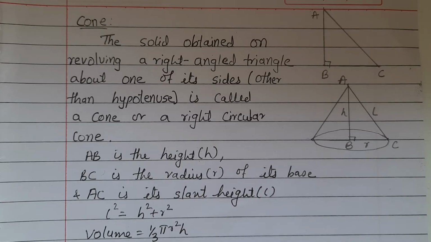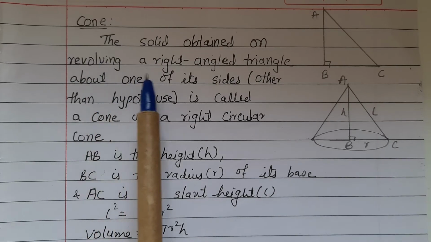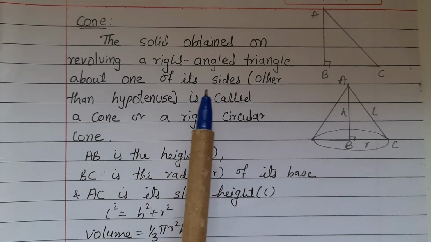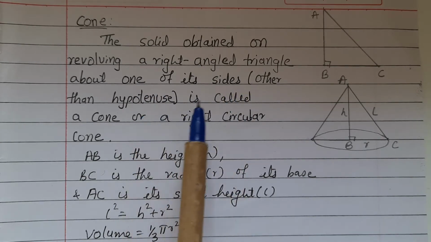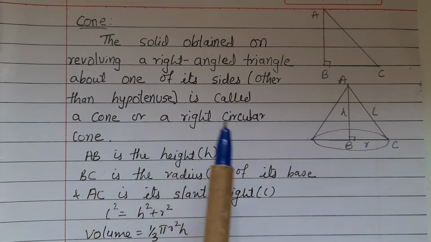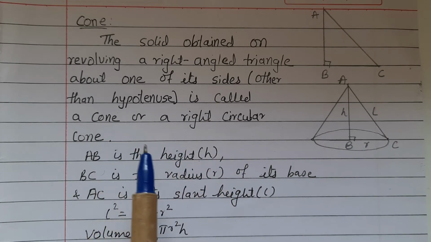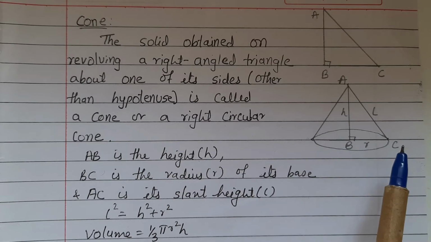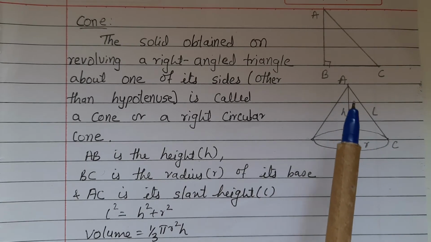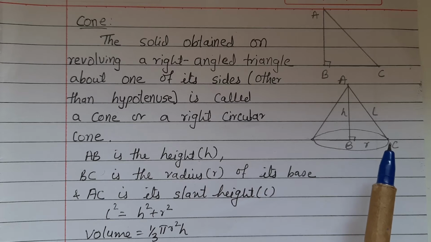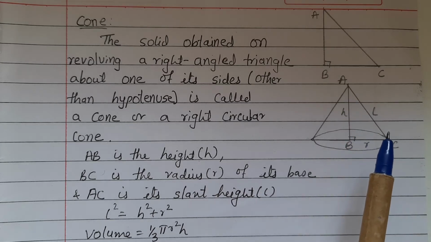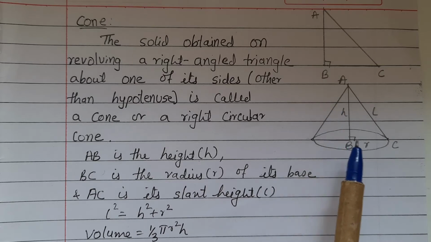Cone. The solid obtained on revolving a right-angled triangle about one of its sides other than the hypotenuse is called a cone or a right circular cone. AB is the height, BC is the radius of its base, and AC is the slant height L. Therefore, L square is equal to H square plus R square.